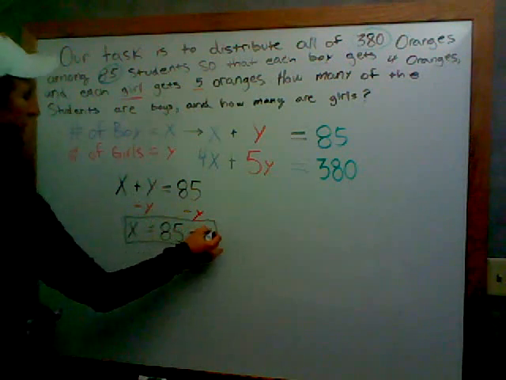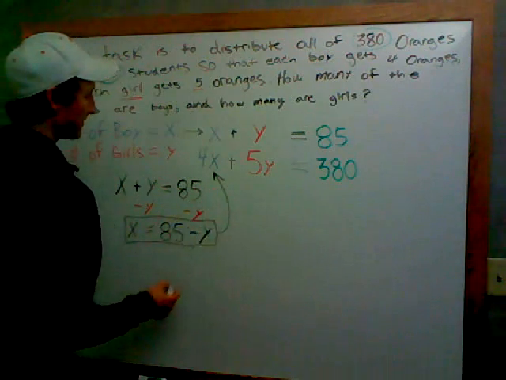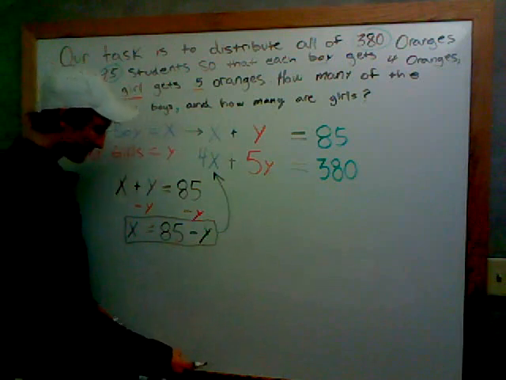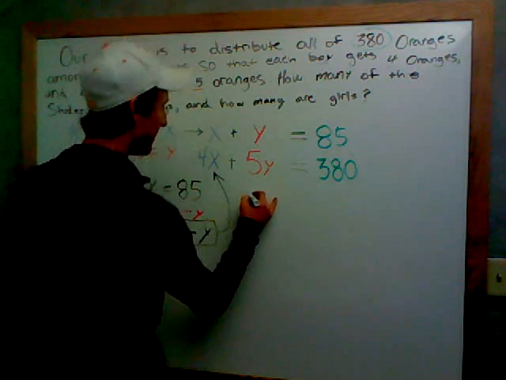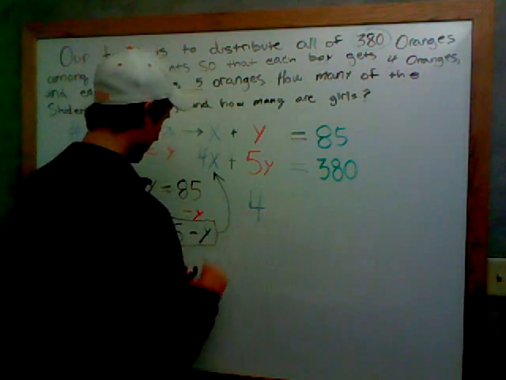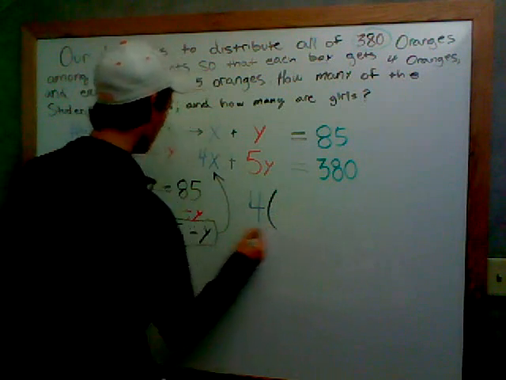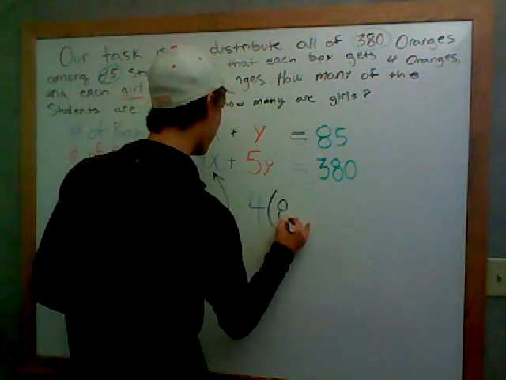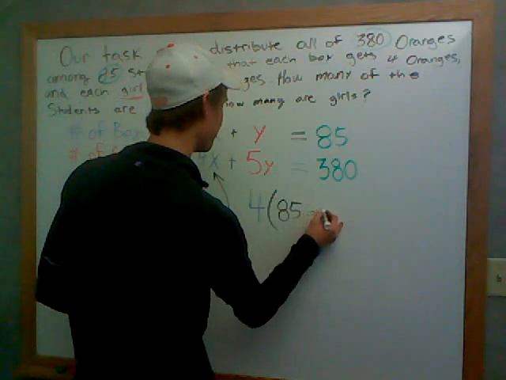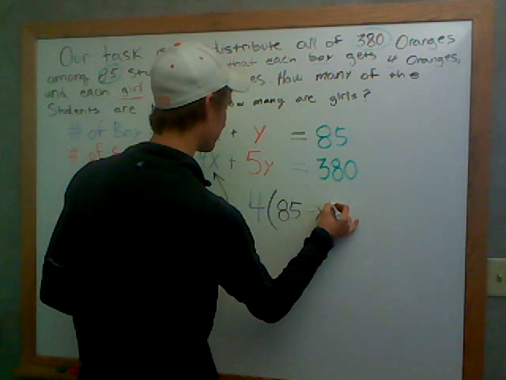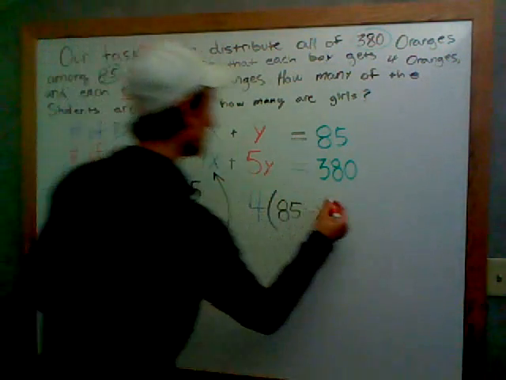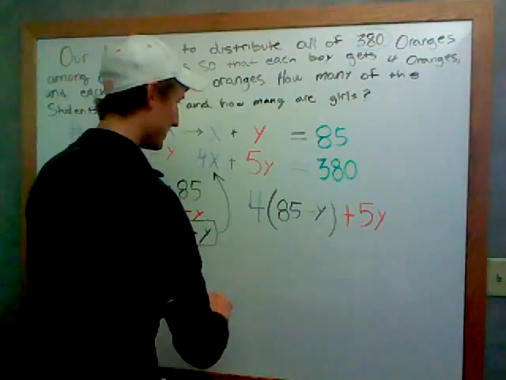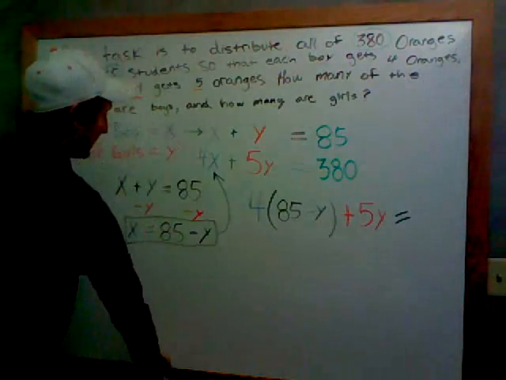So that is what our new problem looks like, and that's solving for x. Now what we're going to do is we're going to take this and plug it into this equation here. So this is what our new x is going to represent, is 85 minus y. So to rewrite our problem, we now have 4 times, where this x is, so we're just going to change those, which is 85 minus y, plus 5 times the number of girls. And that number is still going to equal, not change, 380.